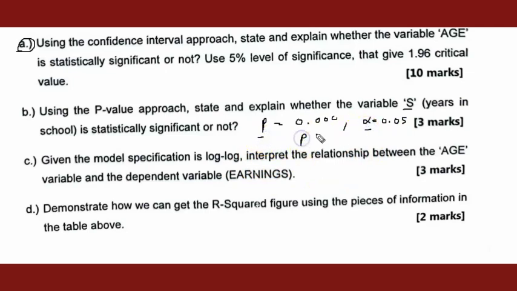When we have p-value less than alpha, then we conclude that the H naught is false. So that implies that this variable is statistically significant. When it's greater, then that implies that the H naught is true, and the variable, in that case, is statistically not significant. But in this case, when you compare this to that, you find that the p-value is less than alpha. So we conclude that the H naught is false. Therefore, the variable S is statistically significant. So that's it for this one.